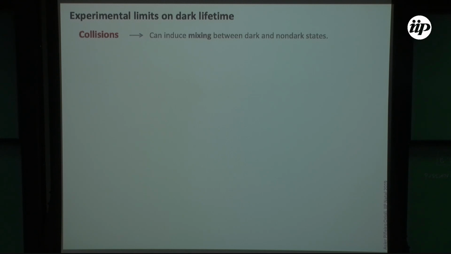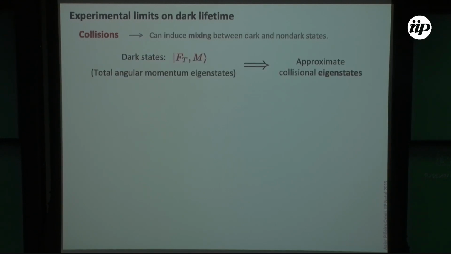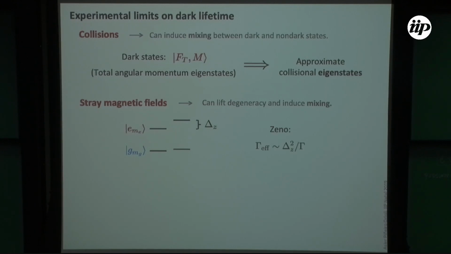But what we can say for now is that because the dark states are eigenstates of the total angular momentum, and collisions conserve angular momentum, we expect the dark states to be approximate collisional eigenstates as long as the short-range part of the interactions doesn't play a significant role. But this has to be analyzed in more detail. The other thing is non-vanishing magnetic fields that can lift the degeneracy between the different Zeeman sublevels and again induce mixing between the dark and non-dark states.